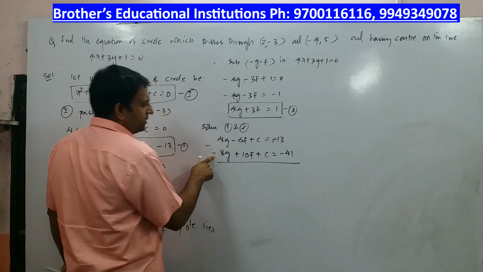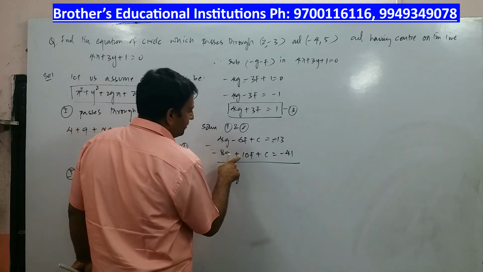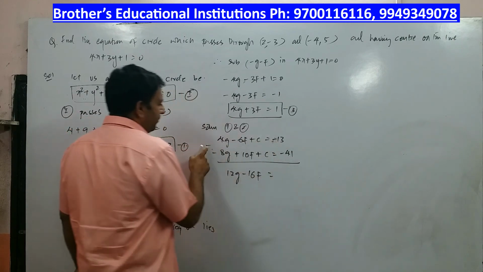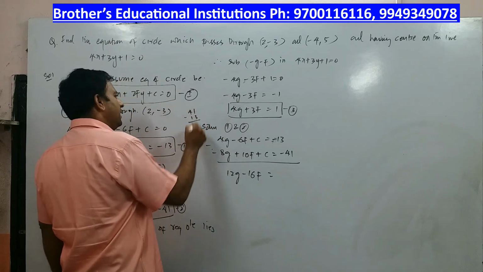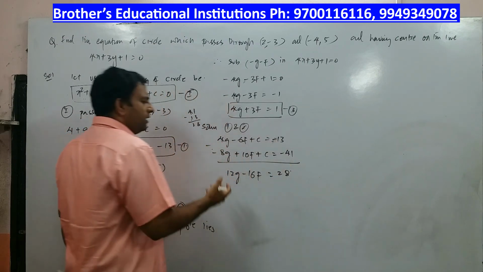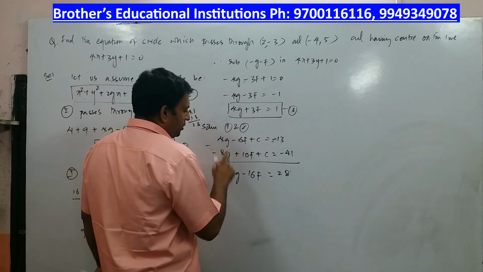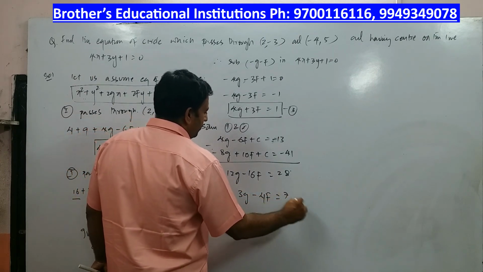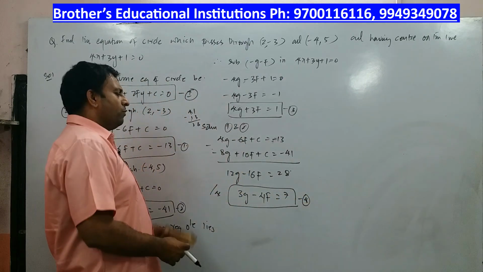4g minus into minus plus, so 4g + 8g will be 12g. -6f minus into plus is minus, so it will become -16f. c and c cancel. -13 minus into minus plus, so it will be 41 - 13, which is 28. If anything is common, try to take common. I will divide the entire equation by 4. So 3g - 4f = 7. Now I will call this equation number 4.